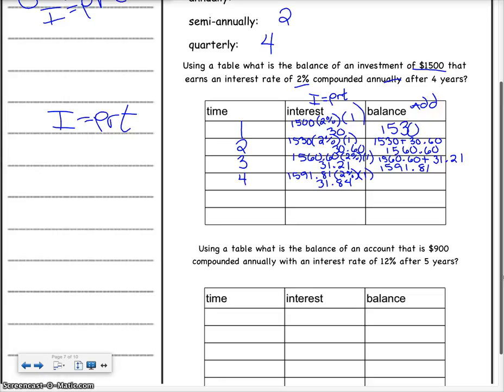So now my balance, remember your balance is your previous balance plus your interest. So my previous balance was 1591.81 plus 31.84. And I get 1,623.65.